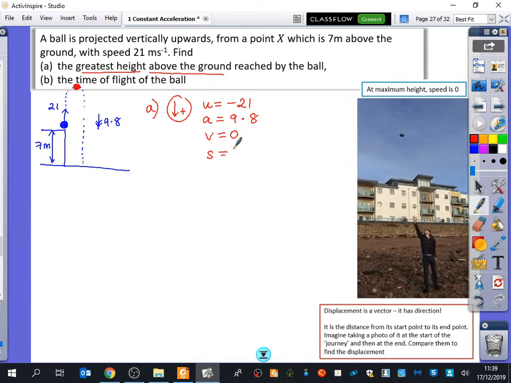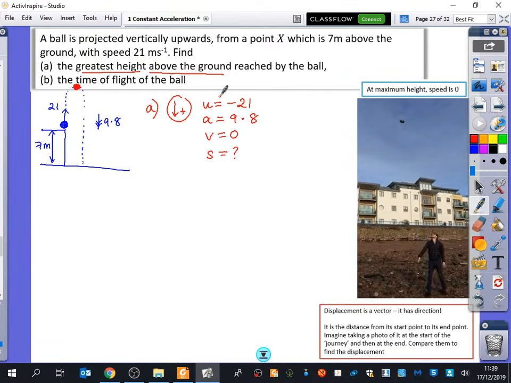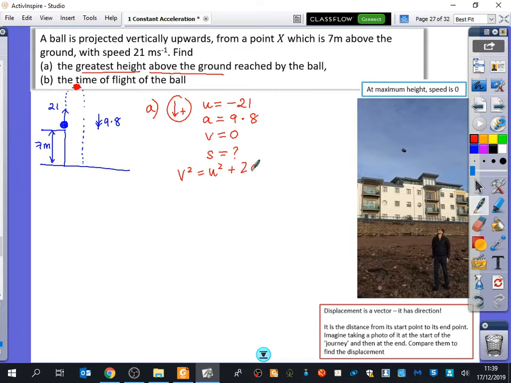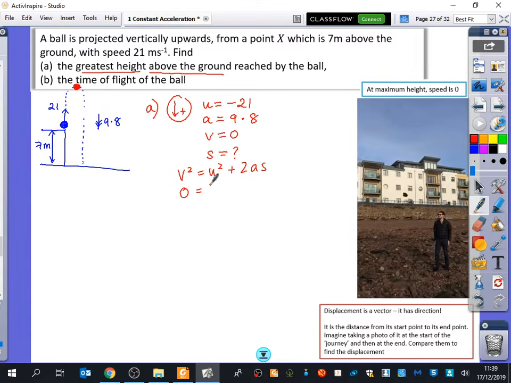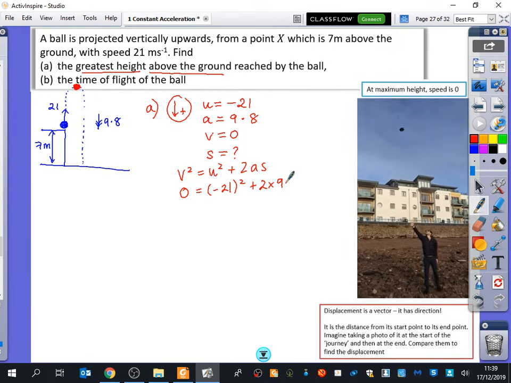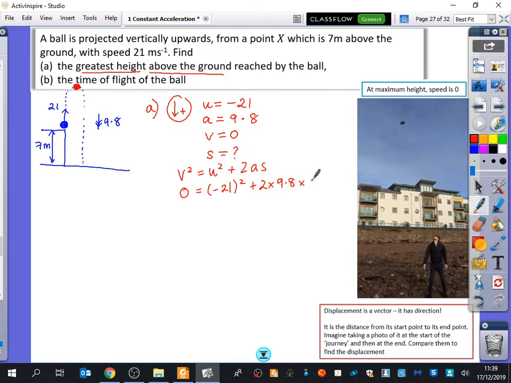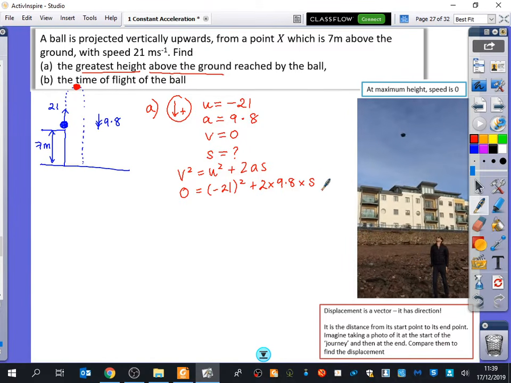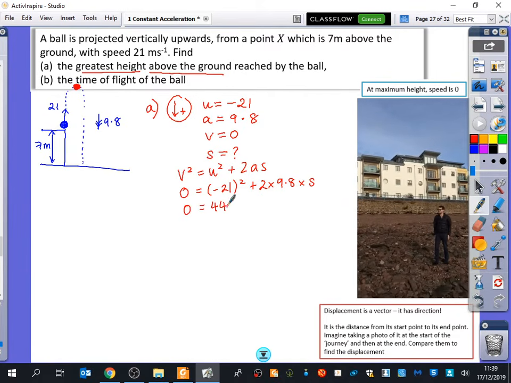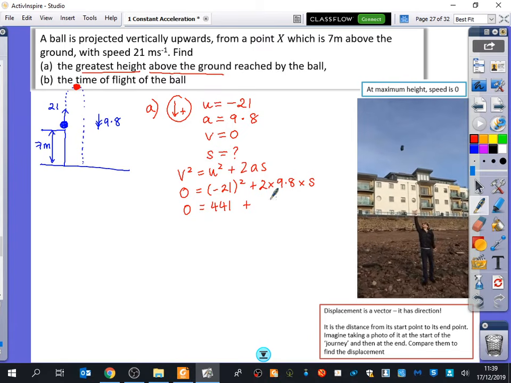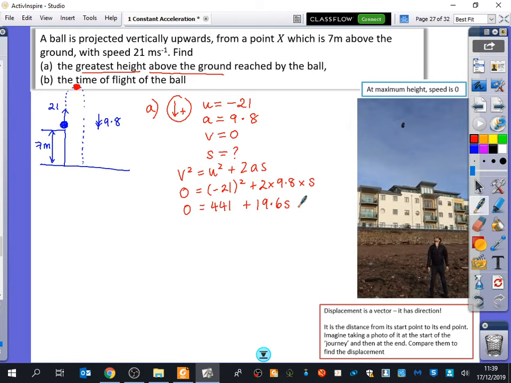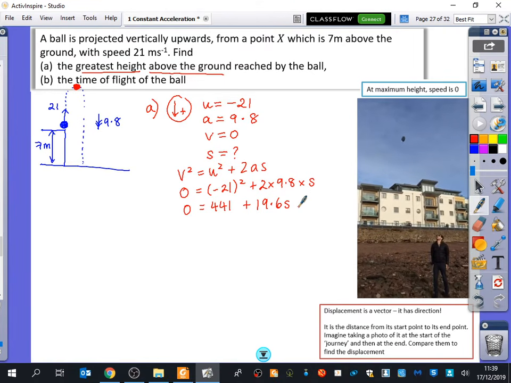So we're going to find out what S is equal to. The things that connect U, A, V, and S is V squared equals U squared plus 2AS. So we get 0 equals minus 21 squared plus 2 times 9.8 times S. So you get 441 plus 2 times 9.8, which is 19.6 S. I'm just going to give you a chance to get that bit written down because this next bit's going to be really important for you to listen to.